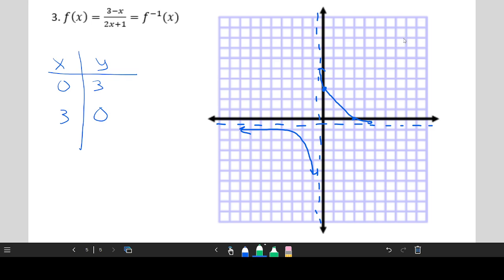So since it's its own inverse, what that means is the graph of this function is going to be symmetric over the line y equals x. Because if we reflect each point on that graph over the line y equals x, and we do that for all the points, we get the exact same graph because it's its own inverse.